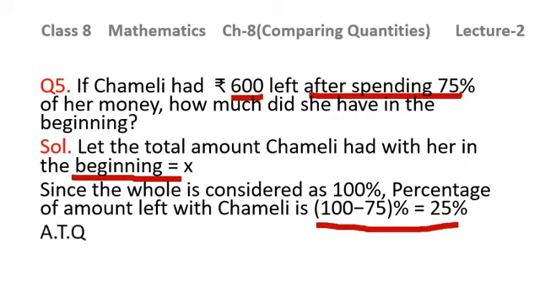Now it is very simple. So how will we do it? 25% of x, x was the total amount, will be equal to 600. So 25 was the percentage left we have calculated, x was the total amount which she was having, and 600 was the money which she was having after spending 75% of her money.